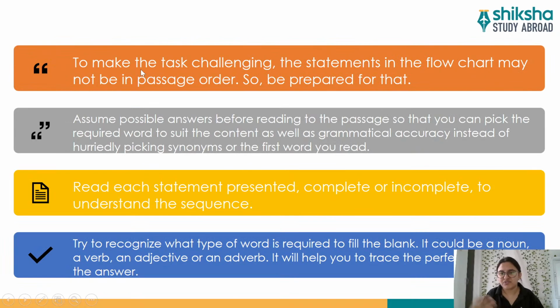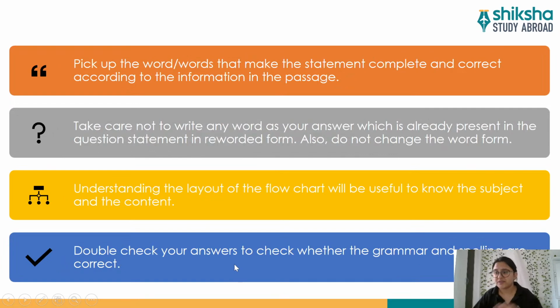To make the task challenging, the statements in the flowchart may not be in the passage order. So definitely in the table or flowchart, the answers will not be in order. You'll have to look here and there. Assume the possible answers before reading the passage. Definitely guesswork is important here. Read each statement presented, complete or incomplete, and try to recognize what kind of word you need to fill, that is, whether it is a noun or a pronoun or whatever it is. Pick up the word or words that make the statement complete and correct. Take care not to write any word as your answer which is already present in the question statement.